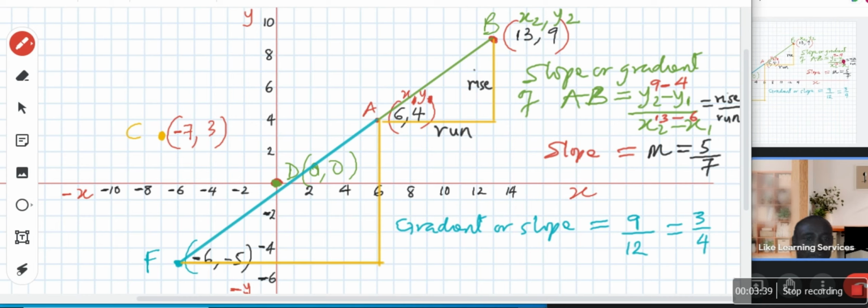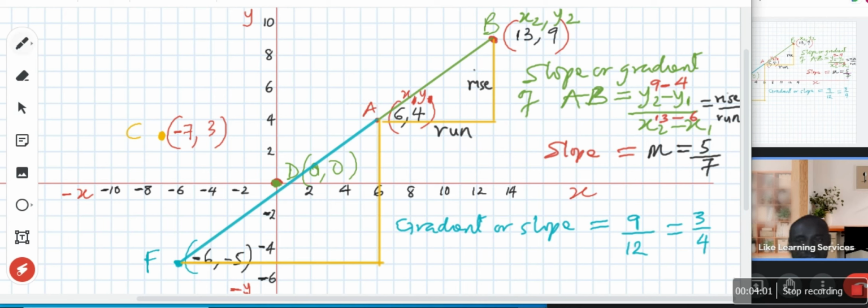What is 9 minus 4? 5. Is that not the same 5 we got? What is 13 minus 6? 7. So the slope is still 5 over 7. If you do the same thing here, you will get the same answer.